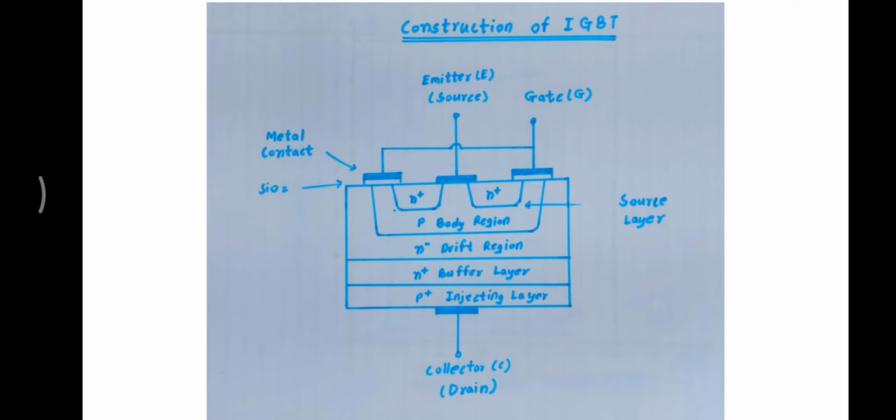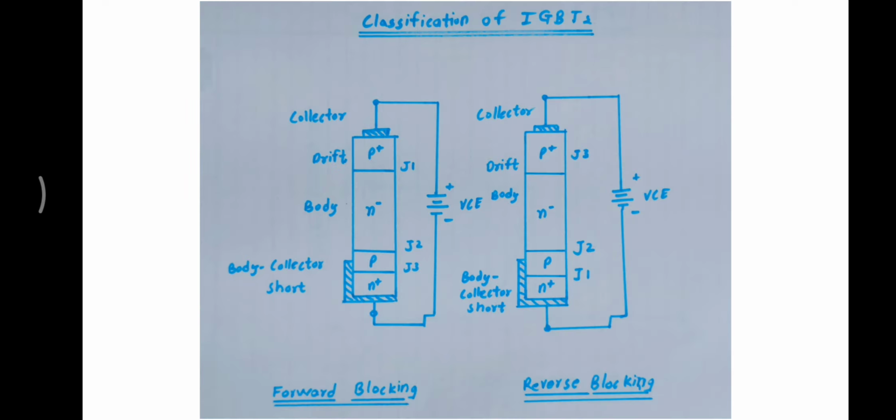So next is classification of IGBTs. There are two types of IGBTs. First is symmetrical IGBTs and second is asymmetrical IGBTs. Symmetrical IGBTs are also known as non-punch-through IGBTs and asymmetrical IGBTs are also punch-through IGBTs. So this is the figure shown below, forward blocking IGBT and reverse blocking IGBT.